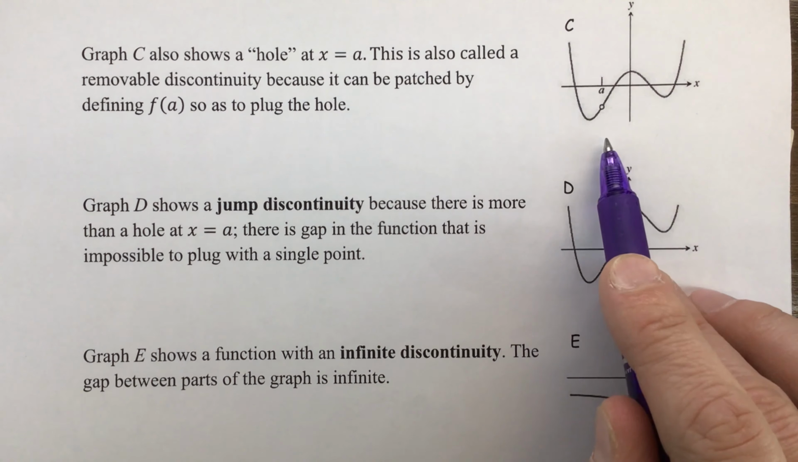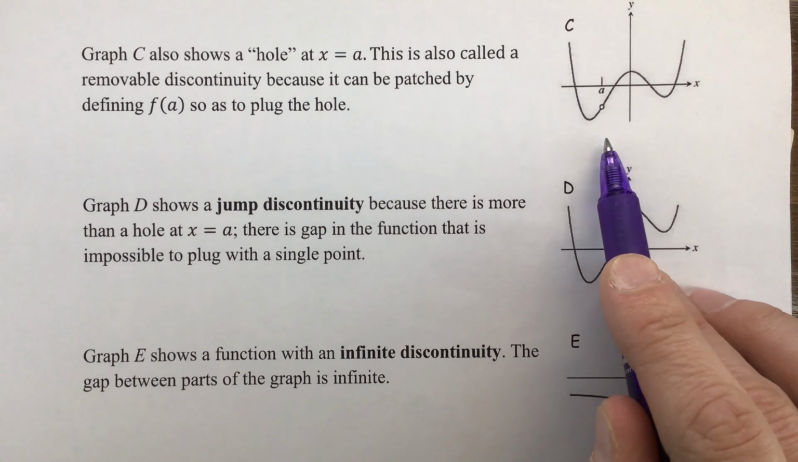So we have two different cases where you can have a hole. The point that would patch it could exist in the function, just at a different height. You could also have a case where that value just doesn't exist at all, which is more likely the ones that you'll run into. So graph C is a lot like B, it just doesn't have that other point. We still refer to it as a hole, and we still say that it has a removable discontinuity.